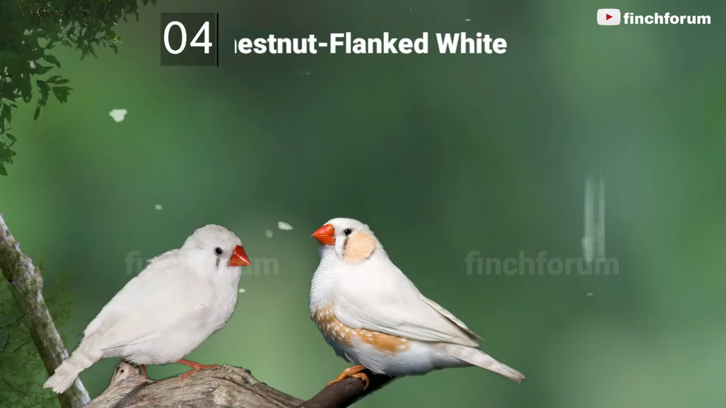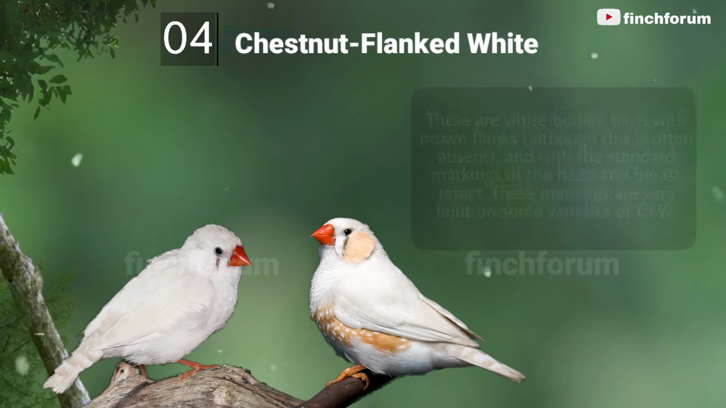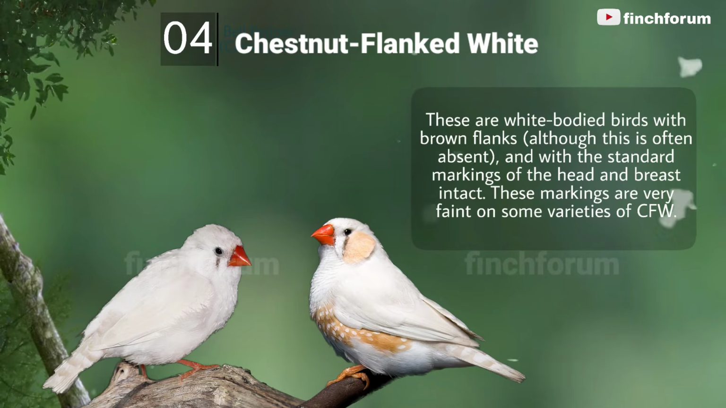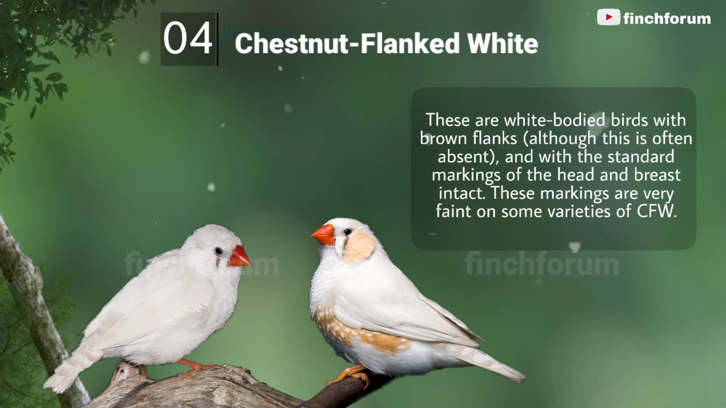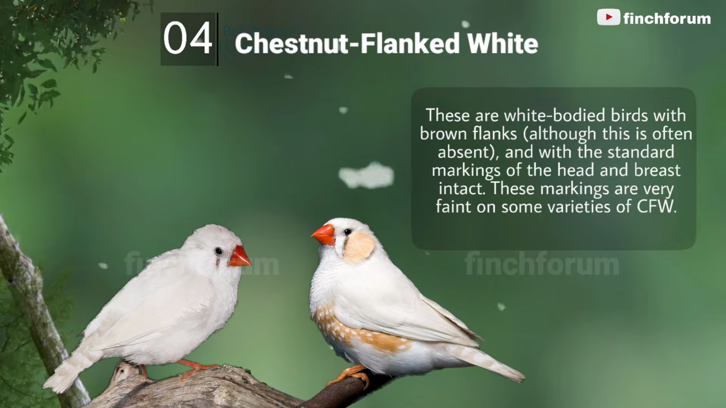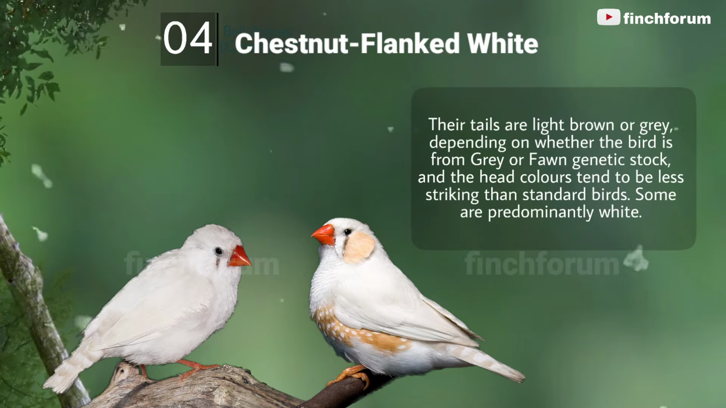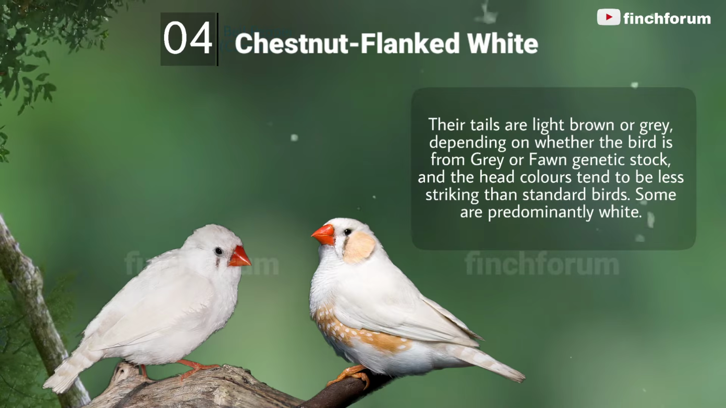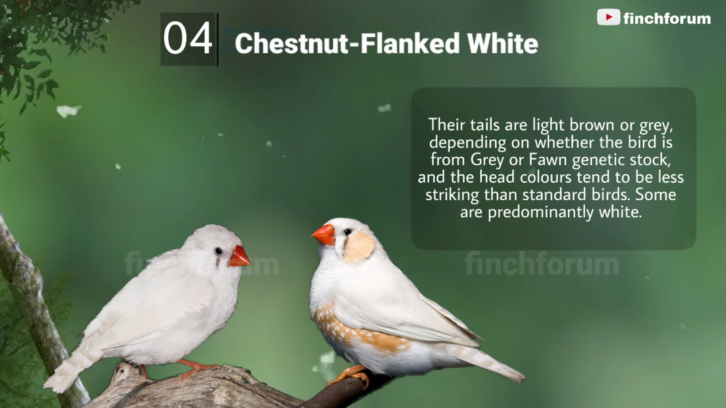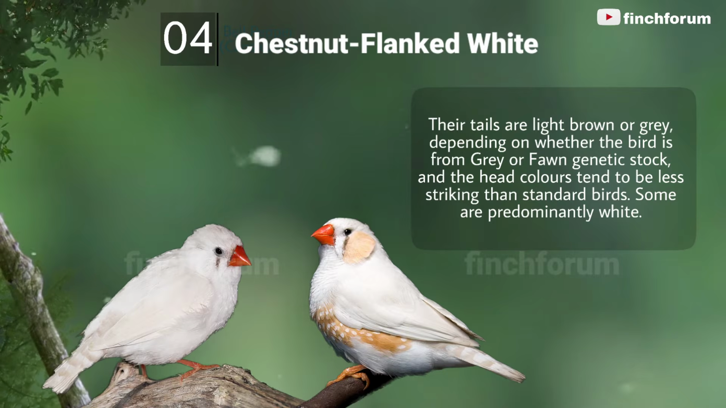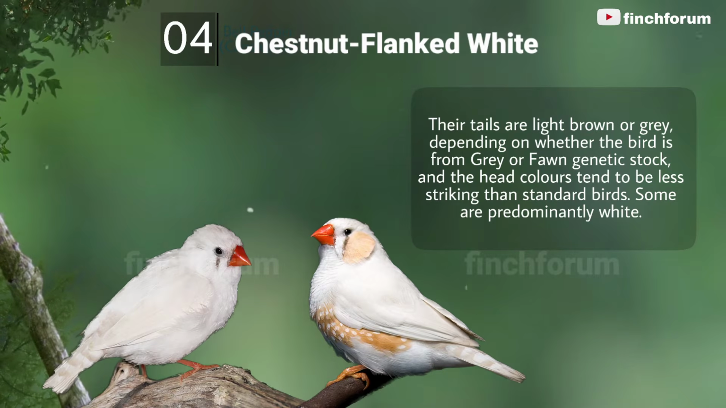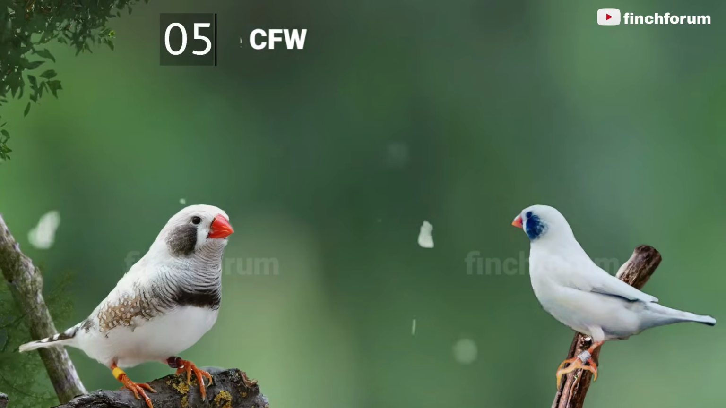Number 4. Chestnut flanked white. These are white-bodied birds with brown flanks, and with the standard markings of the head and breast intact. These markings are very faint on some varieties of CFW. Their tails are light brown or gray, depending on whether the bird is from gray or fawn genetic stock, and the head colors tend to be less striking than standard birds. Some are predominantly white.